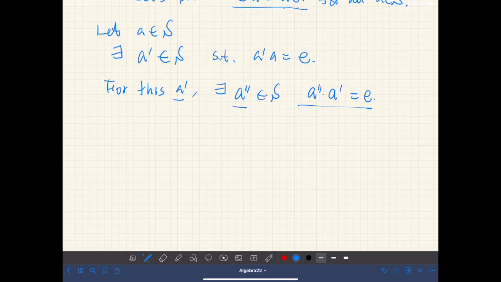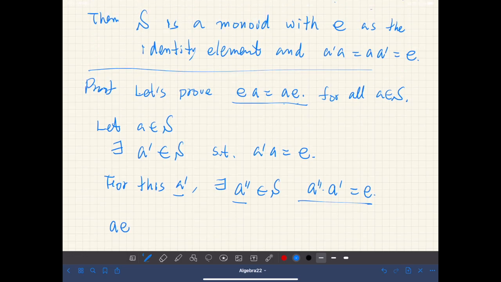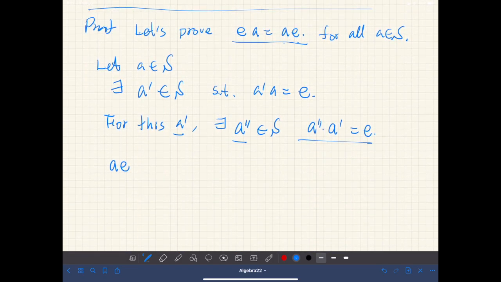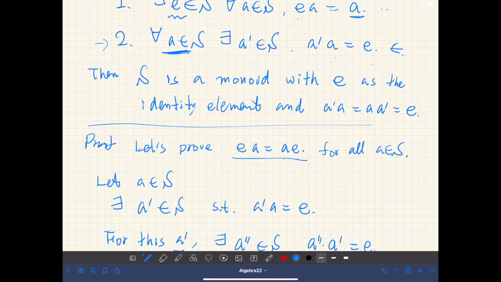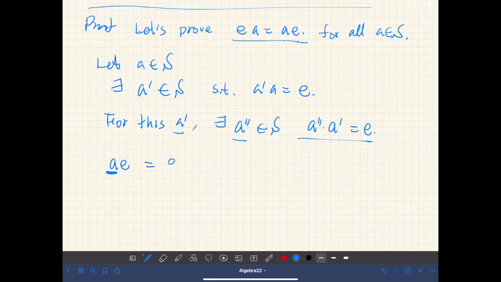Okay, then, let's see, so we want to show that AE is equal to EA. So let's consider this A. So this A is equal to EA. So EA times E. And by associativity, this is equal to AE times AE.